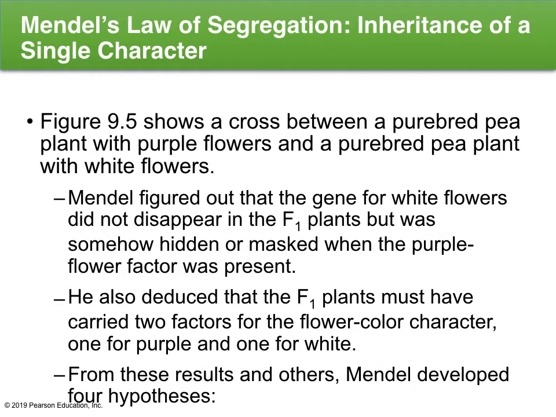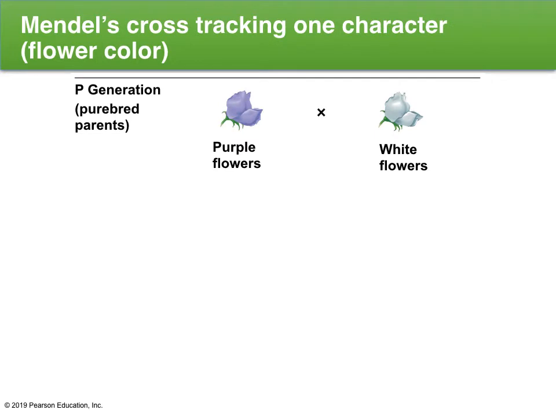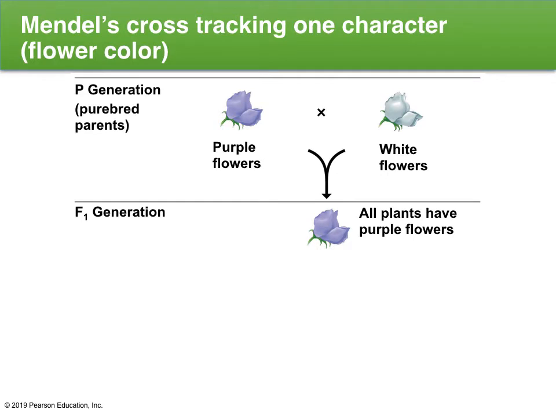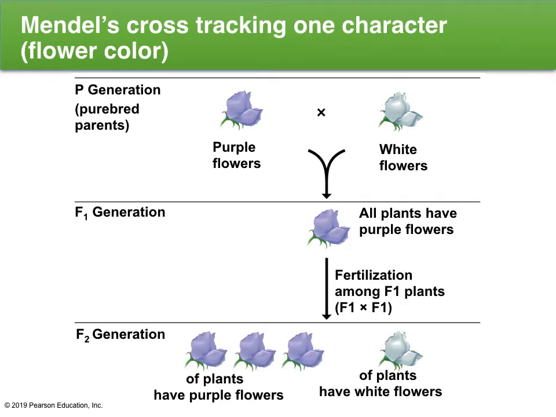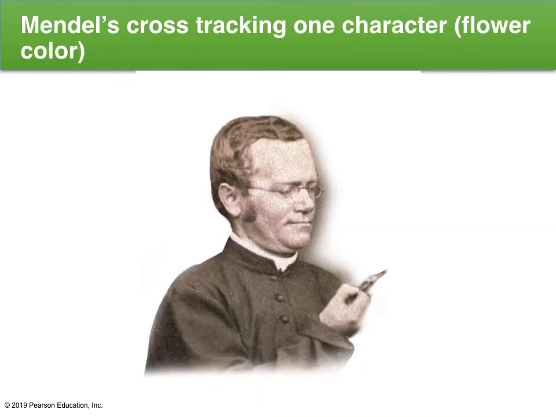So from these results and other work, he developed four hypotheses, right? So if you see a list, that's something you might expect to see on a test. So again, P generation, these are the purebred parents. F1 generation, so crossing those parents, all flower plants have purple flowers. And when you cross the F1s, you see a ratio of 3 out of 4 would have purple flowers, 1 out of 4 would have white flowers.